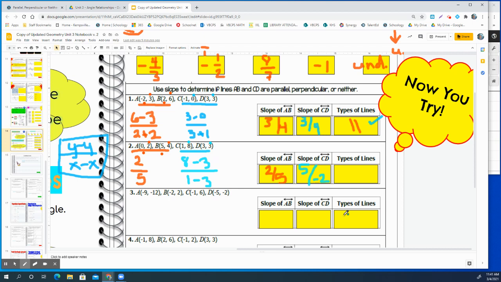So are those parallel, perpendicular, or neither? Perpendicular. Why are they perpendicular? It's the opposite of x. So it is a negative reciprocal, and I've got the negatives, right? So positive 2, negative 2, positive 5, negative 5. Nice. All right. We got 3 more to do.